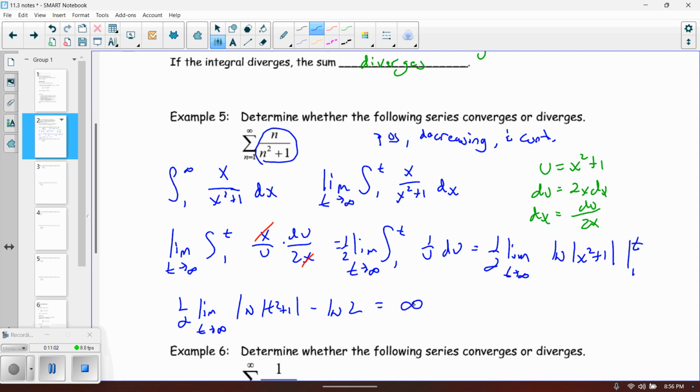Multiplying it by half still makes it approach infinity. So this means since the integral itself approached infinity, the integral would be divergent. Therefore, the sum is also divergent.